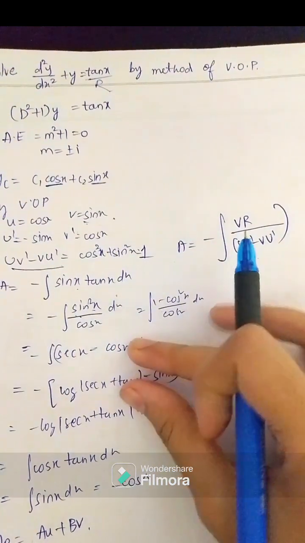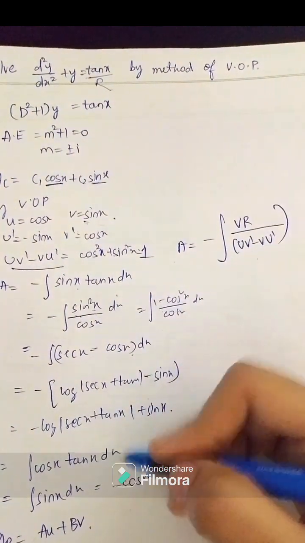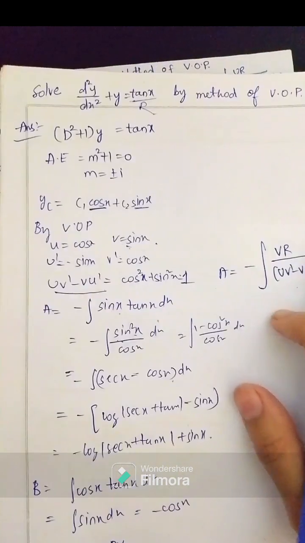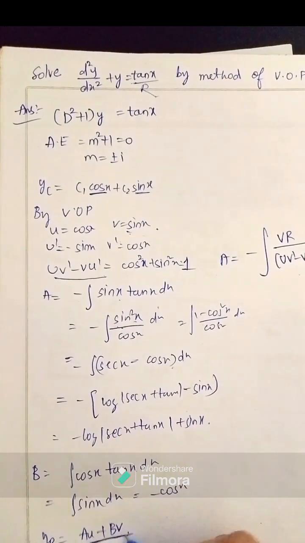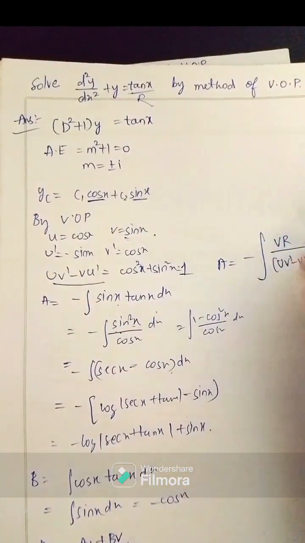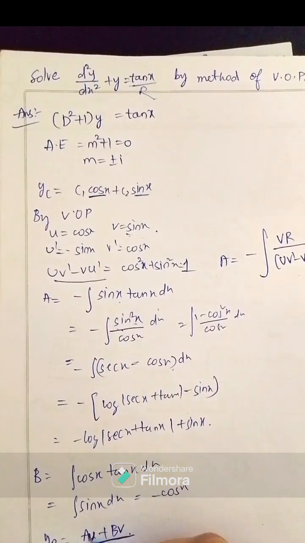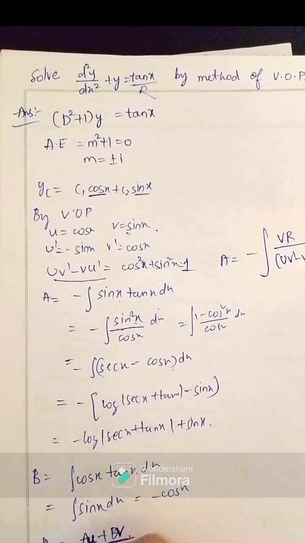Finally, the answer is AU plus BV. Okay, remember in A you'll have V, but in the final answer you should write it with U. AU plus BV. That's how you get YP. So this method is called VOP.